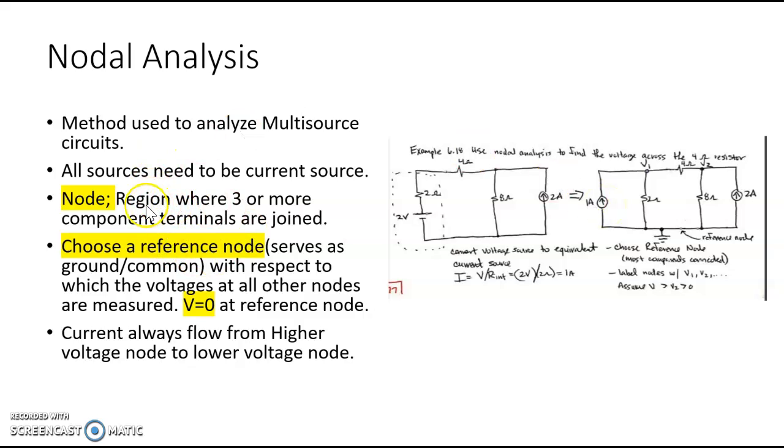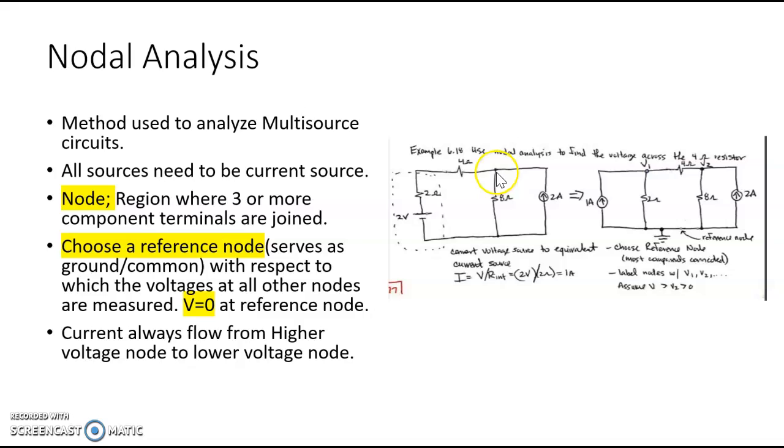We are going to use nodes in the circuit, so it's important to define properly what a node is. A node is a region where 3 or more component terminals are joined. So right here, is this a node? No, it's not a node because I have only 1 and 2 components connected here. So this is just a connection. It's a connecting terminal, not a node.